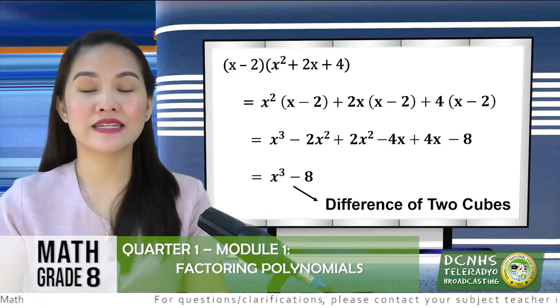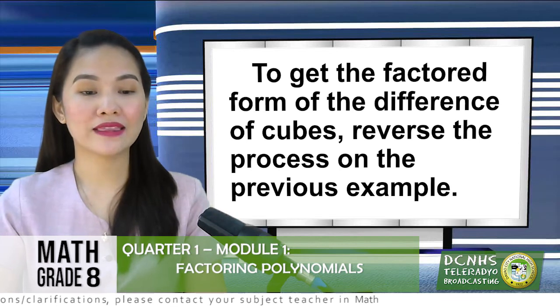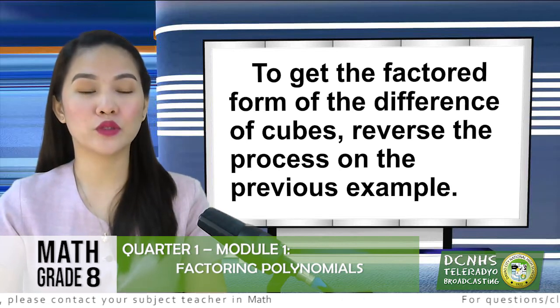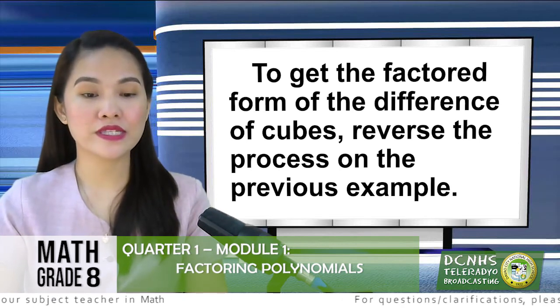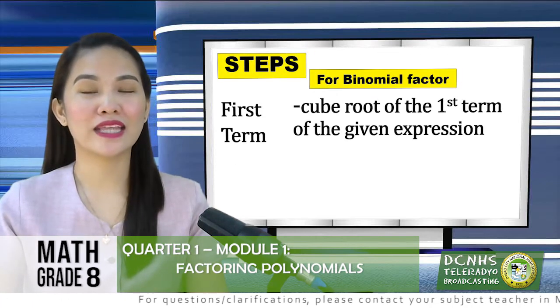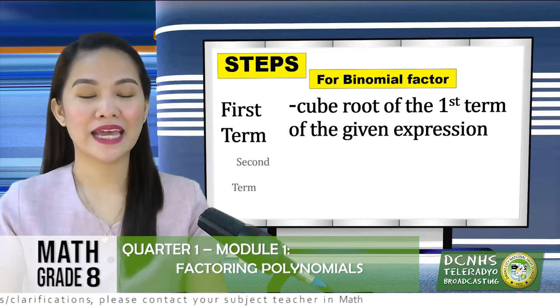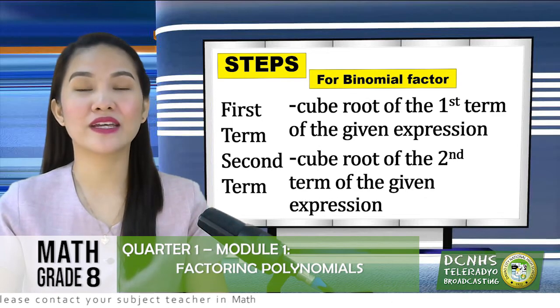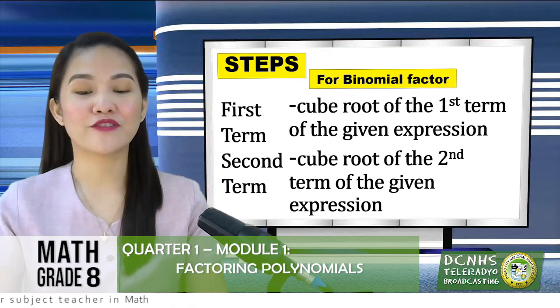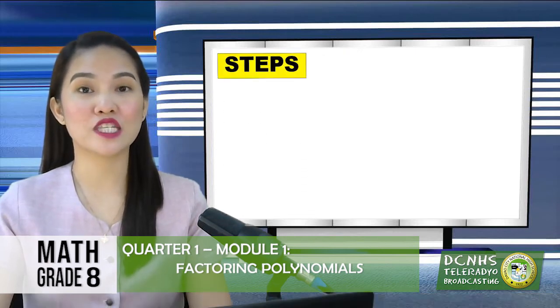Notice that the product is a difference of two cubes. To get the factored form of the difference of two cubes, reverse the process on the previous example. This is how to get the binomial factor. For the first term, get the cube root of the first term of the given expression. And for the second term, get the cube root of the second term of the given expression.